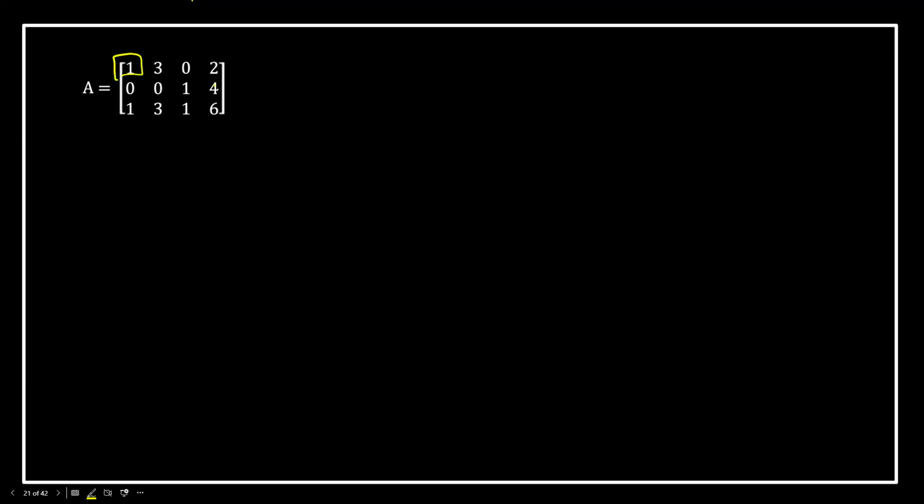So then we want to make sure that it's zeros above and below it. There's nothing above it, so we don't have to worry about that. Below it, we have a 0 and a 1. So that 0 is fine, but we need to adjust that 1. So just like how Ben did it, I am going to do a row operation. Our new row 3 is equal to minus 1 times our row 1 plus our old row 3.